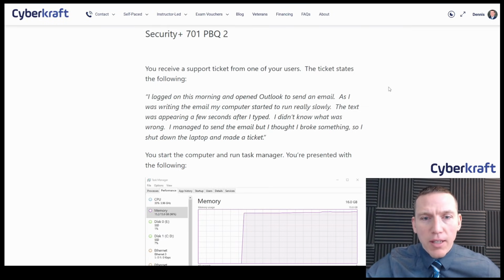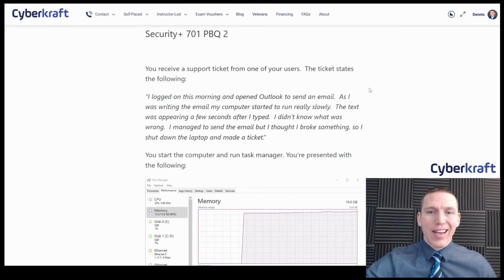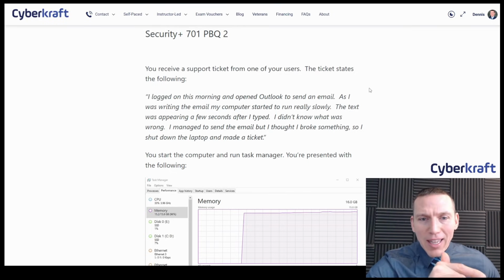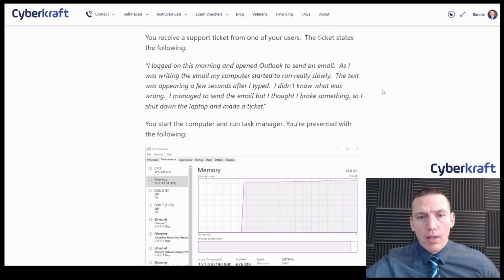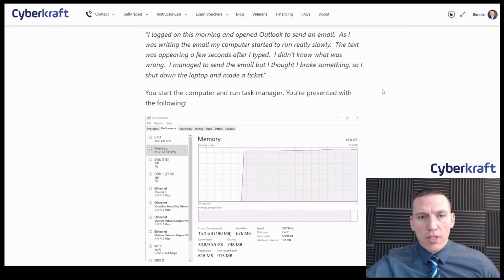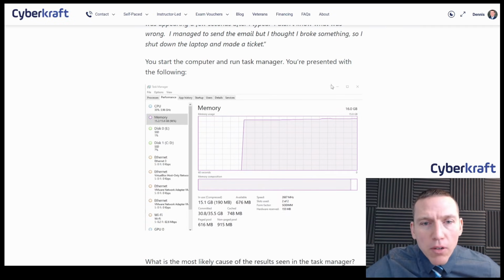I've logged on this morning and opened Outlook to send an email. I was writing the email, my computer started to run really slowly. Text was appearing a few seconds after I typed. I didn't know what was wrong. I managed to send the email, but I thought I broke something, so I shut down the laptop and made a ticket. Okay, so this is a user ticket, and you start the computer, run Task Manager, and you're presented with the following.